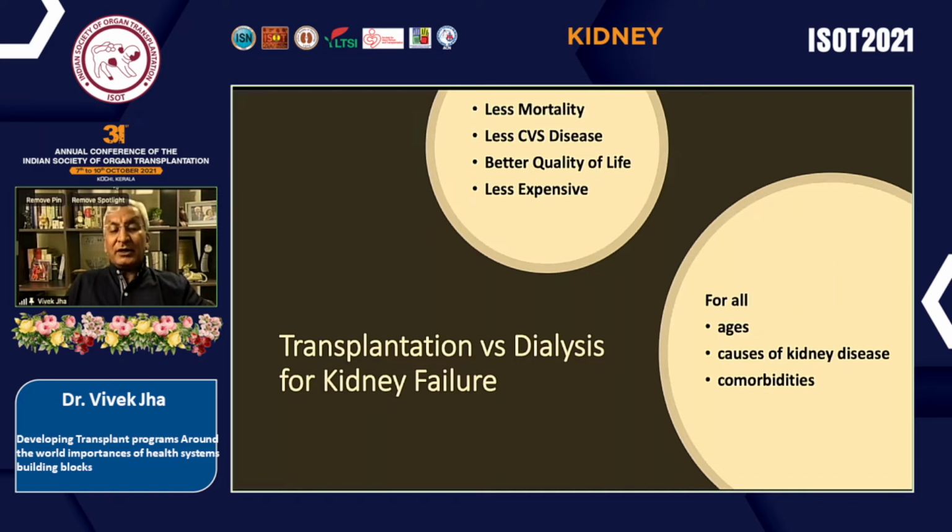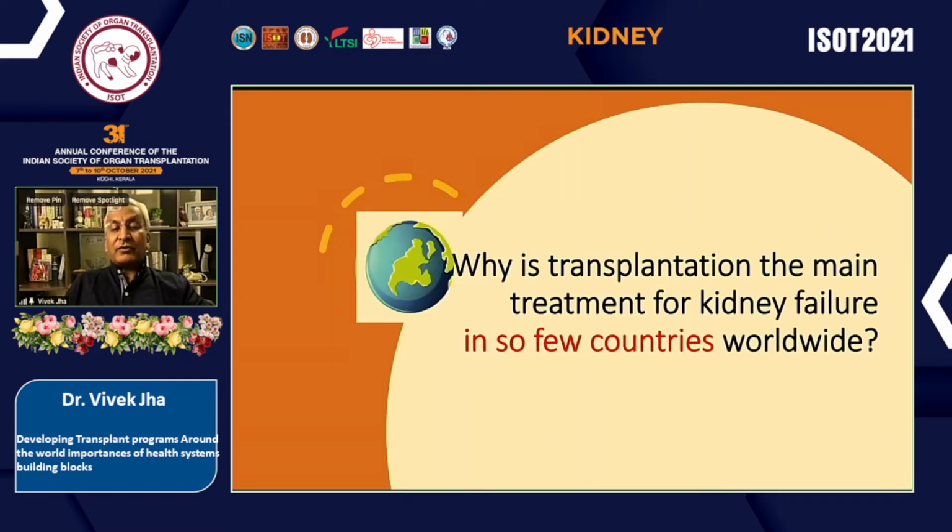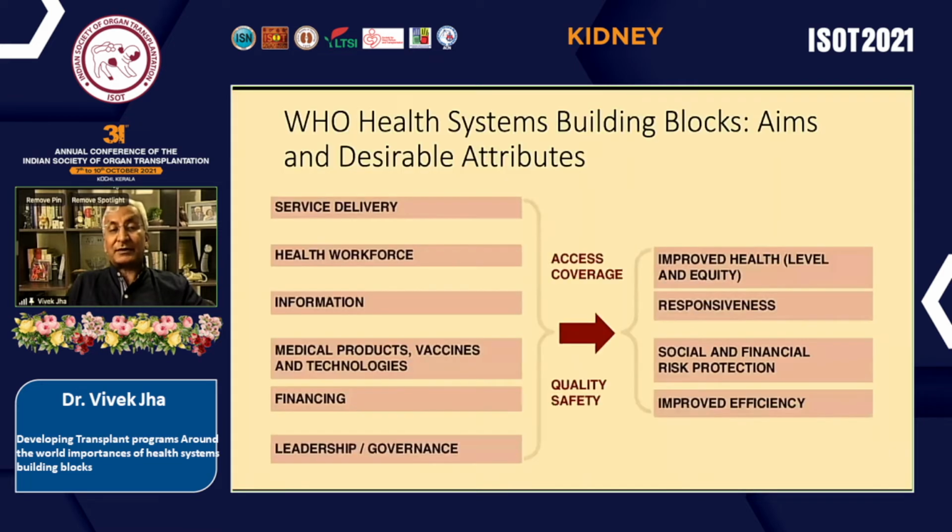So in summary, transplantation versus dialysis for kidney failure, if this game was to be played, transplant is associated with less mortality, less cardiovascular disease, better quality of life, and is less expensive for all ages, all causes of kidney disease, and all comorbidities. Then the question might be, why is transplantation the main treatment for kidney failure in so few countries worldwide? It should be the main treatment one would expect.